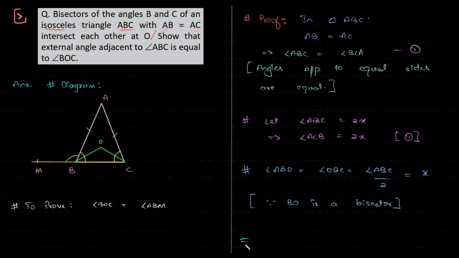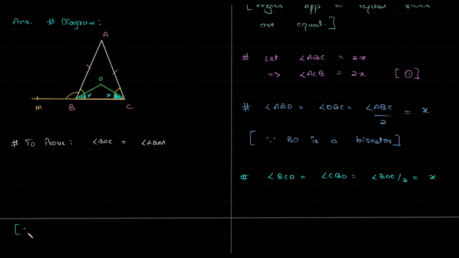Then we have angle BCO. Sorry, BCO, not BOC. Oh yeah, by the way, this is X. I'm trying to fill this diagram up. Think why. Angle CBO is equal to angle BOC by 2, which is equal to X again. So this 2 is X. Agree? Reason being because OC is a bisector.